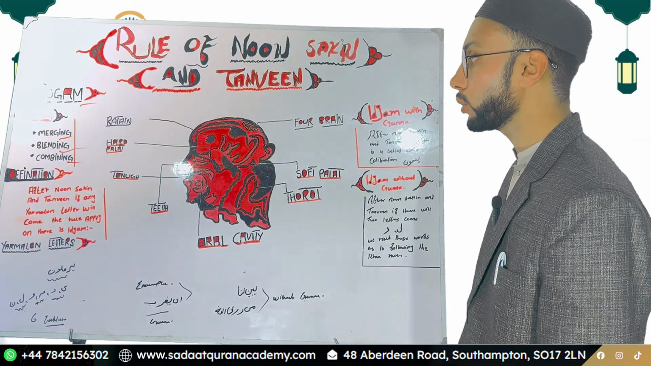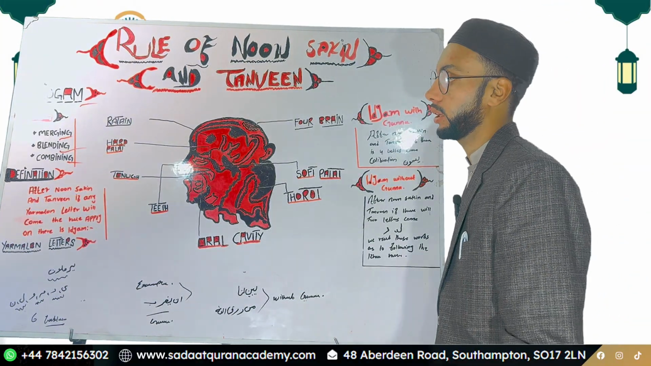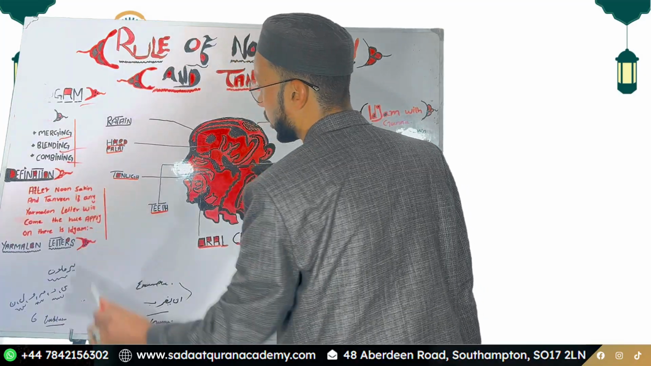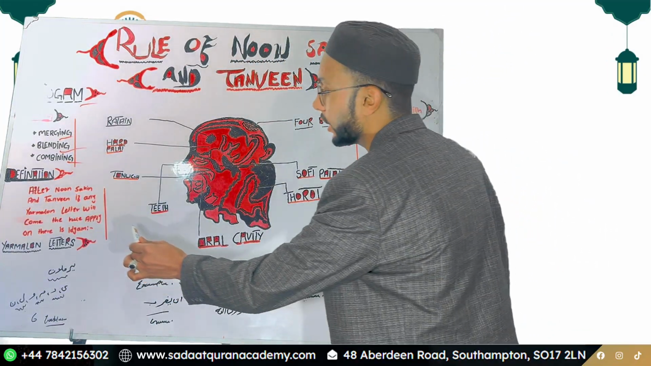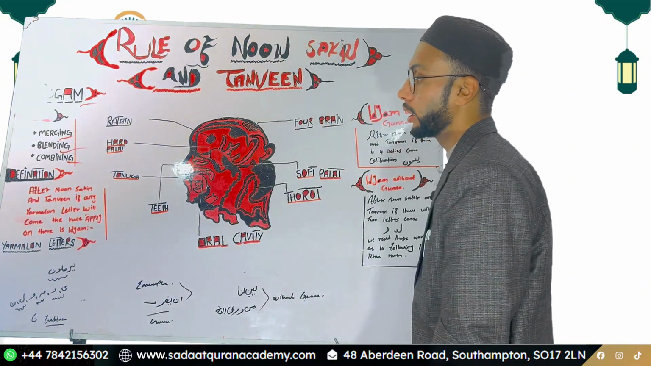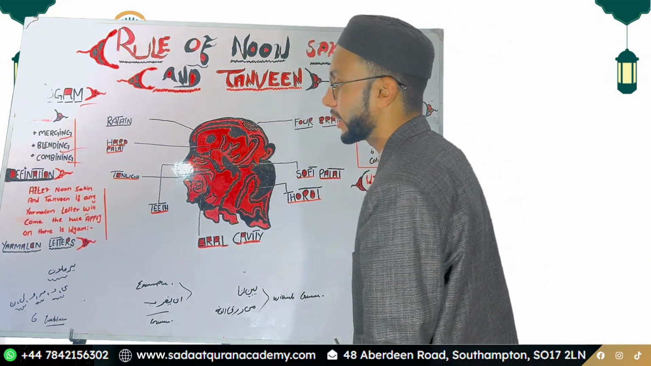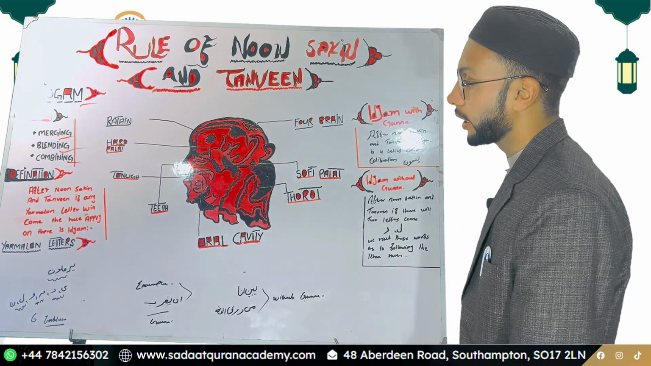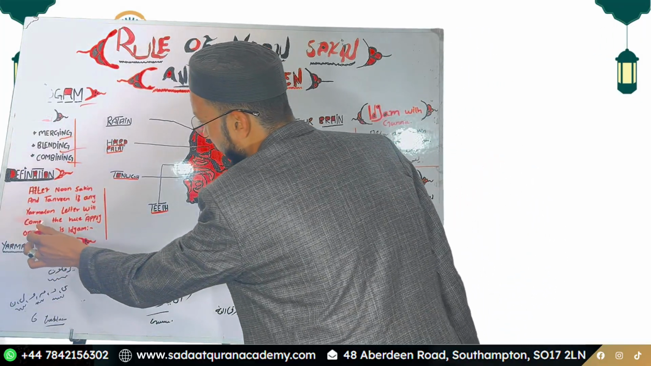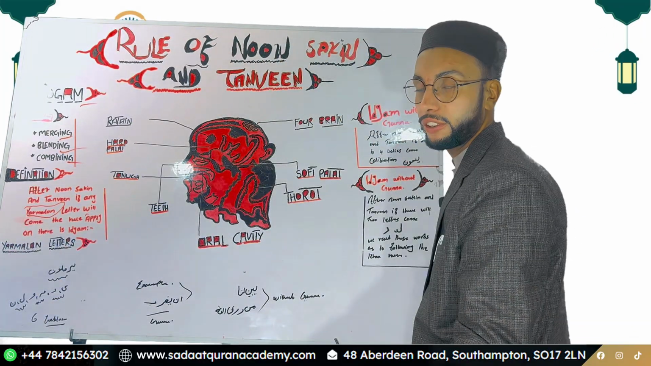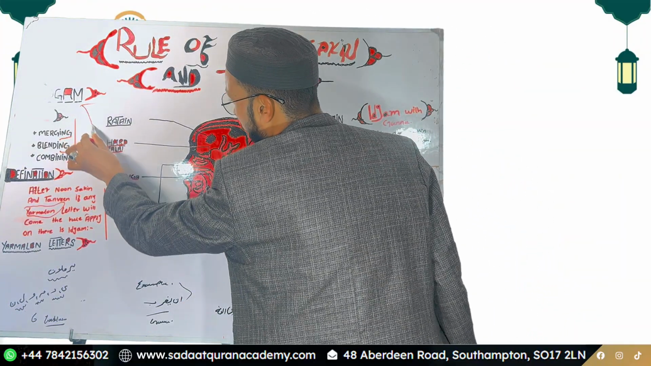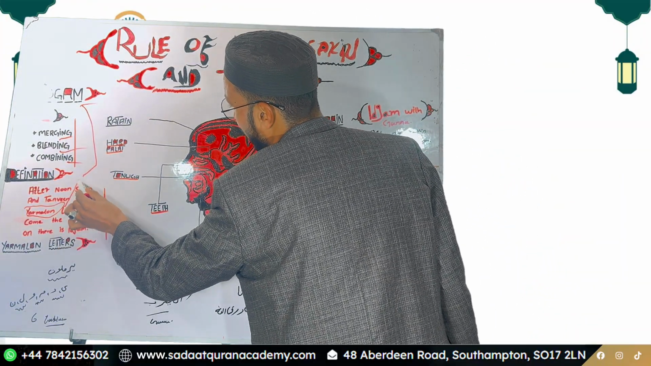If we go to the definition, the definition of Idgham is: after Noon Saakin and Tanween, if any Yarmalun letter comes, the rule that applies there is Idgham. Now keep in mind, the main word is Yarmalun. It makes the specificity in Idgham, because this is the main thing of Idgham.